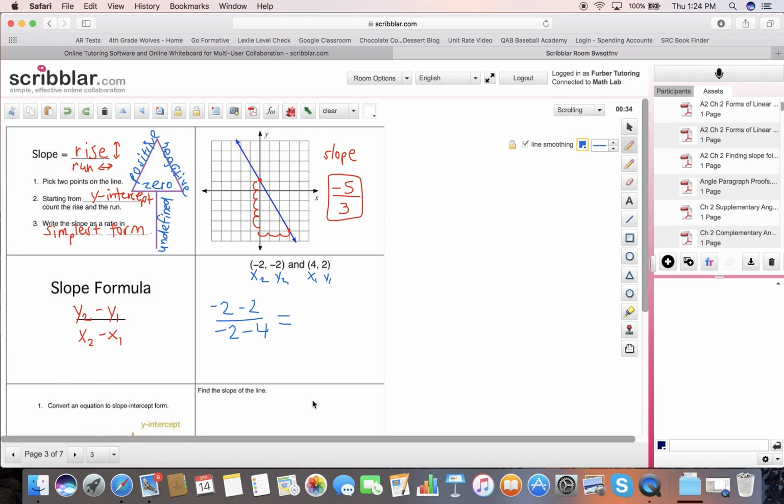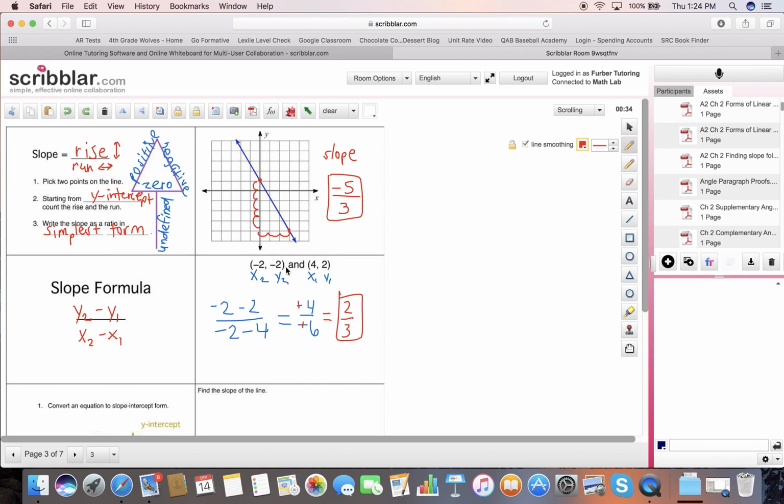So if I do the subtraction, negative 2 minus 2 is negative 4. Negative 2 minus 4 is negative 6. Now this fraction has 2 negatives. 2 negatives always cancel each other out. So this is going to turn to a positive. And then 4, 6, remember it's got to be a ratio or a fraction in simplest form. So this 4, 6 is going to reduce to 2/3. So the slope of a line that passes through these points is 2/3.